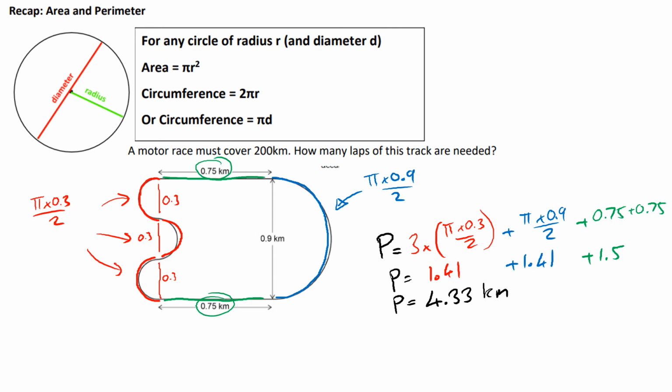Now how many laps do we need to do? Well, if each lap is 4.3 kilometers, we need to see how many times that fits into 200. So we'll go 200 divided by 4.33. Try and use the answer button on your calculator when you're doing this to keep it accurate. That would tell you that you need to do 46.2 laps.